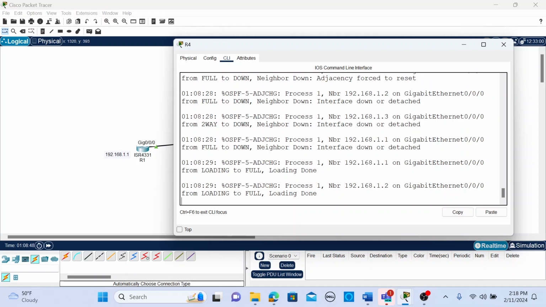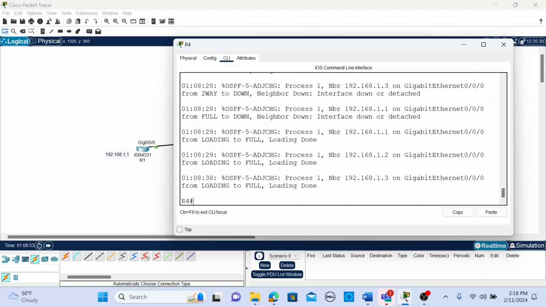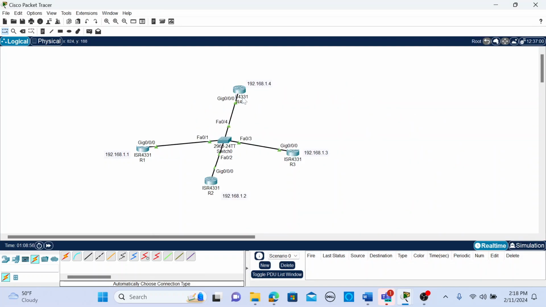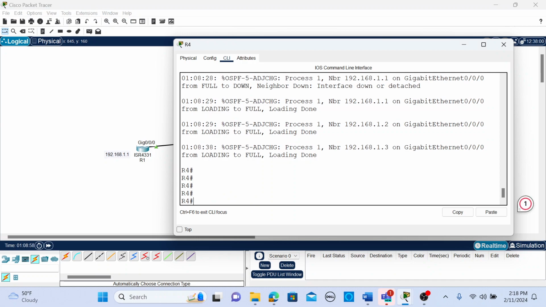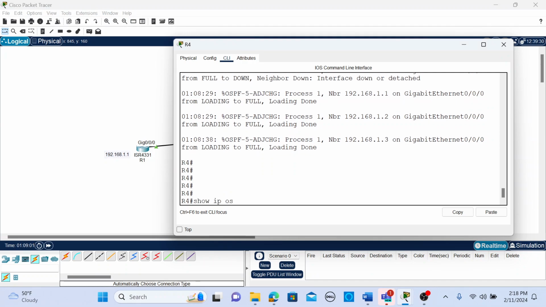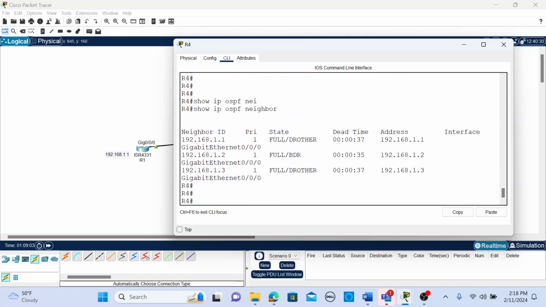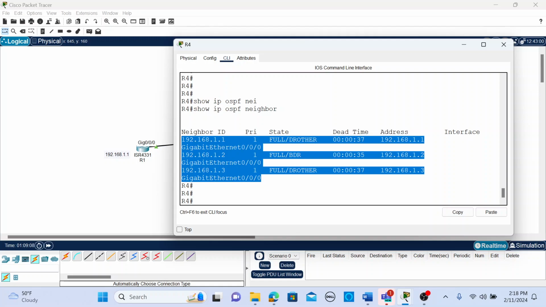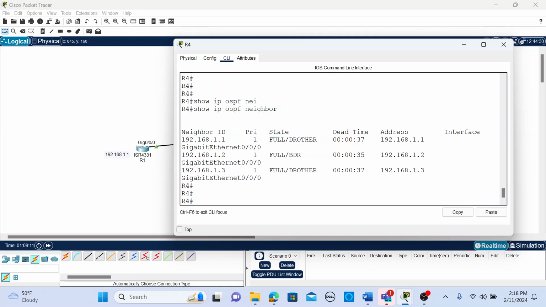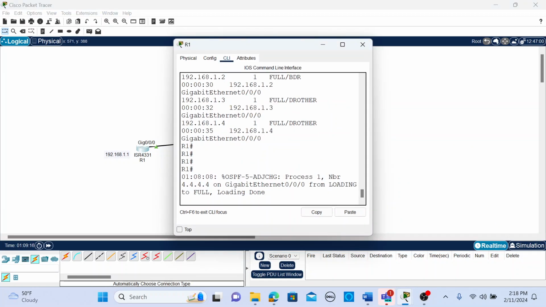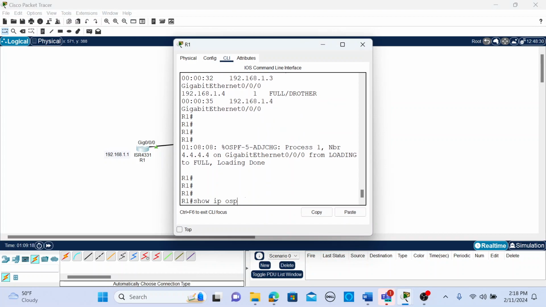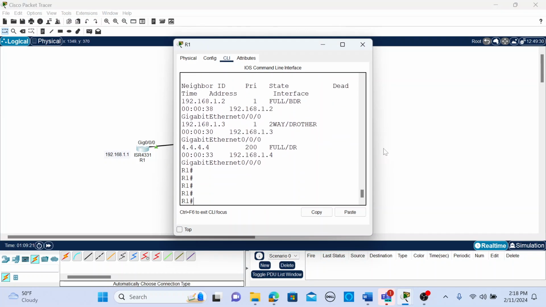Now we have cleared the whole IP OSPF process, and since we have changed the priority for this particular router, we can actually see the change. See, 1.1 earlier was DR, and now it has changed to DR other. Now let's go on to the other router and see show ip ospf neighbor. Here you can see that 1.4 will become DR.